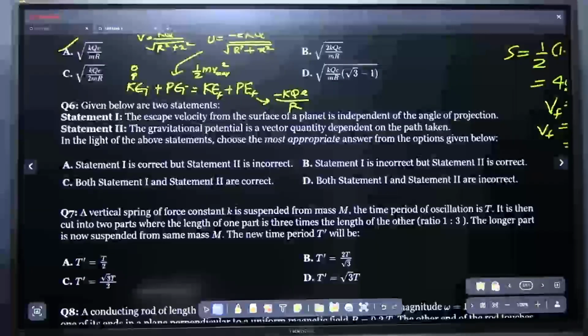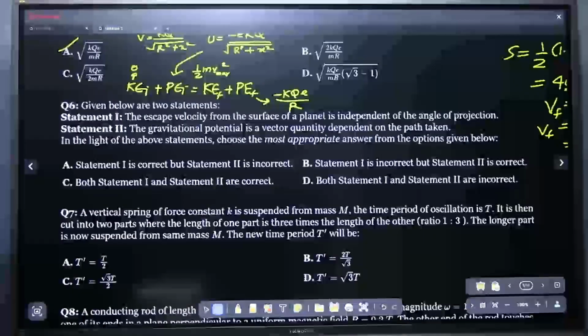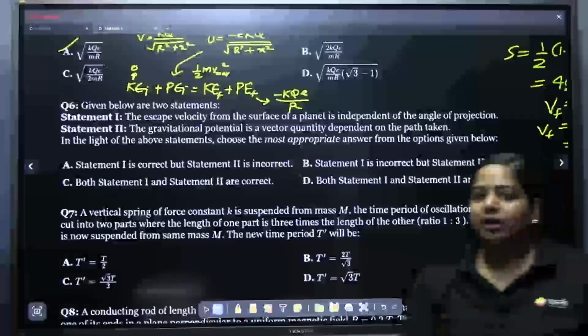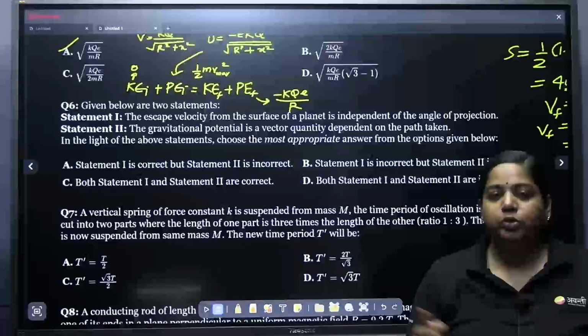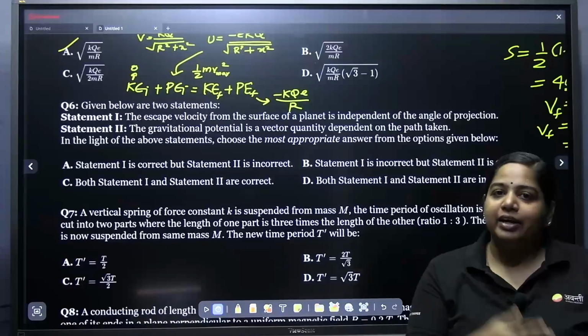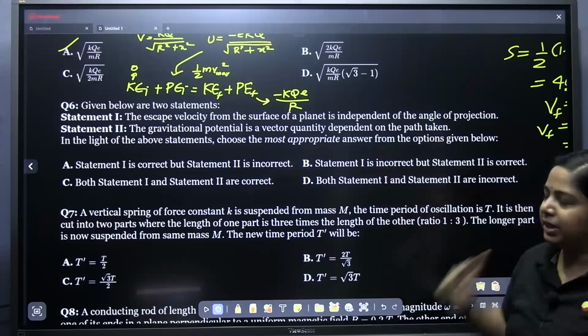Next one: the escape velocity from the surface of a planet is independent of the angle of projection. You know the formula for escape velocity, that is equal to root 2gM by R. There nowhere we are talking about the angle of projection. Okay, so it is independent.